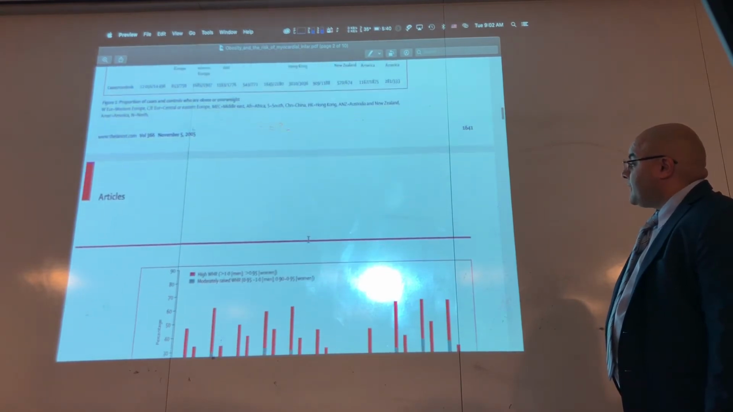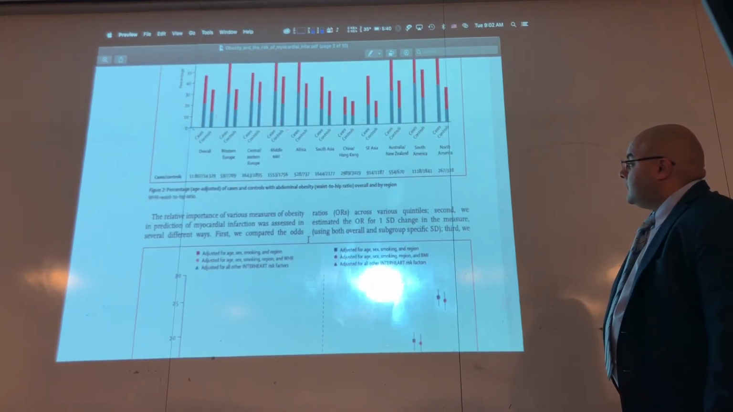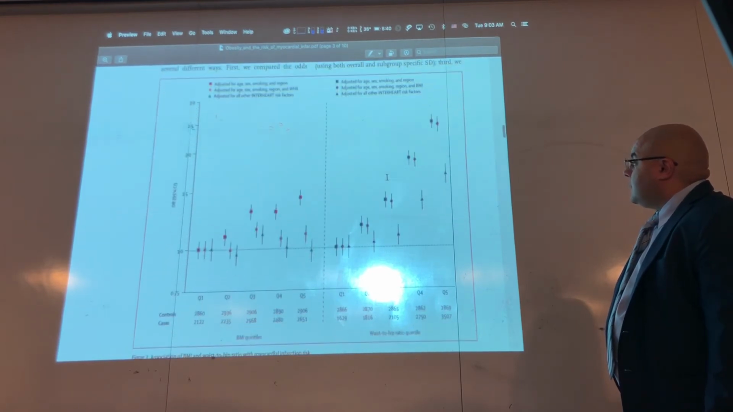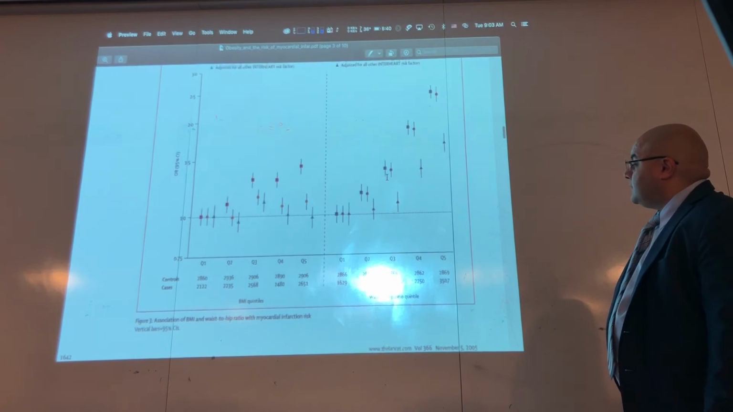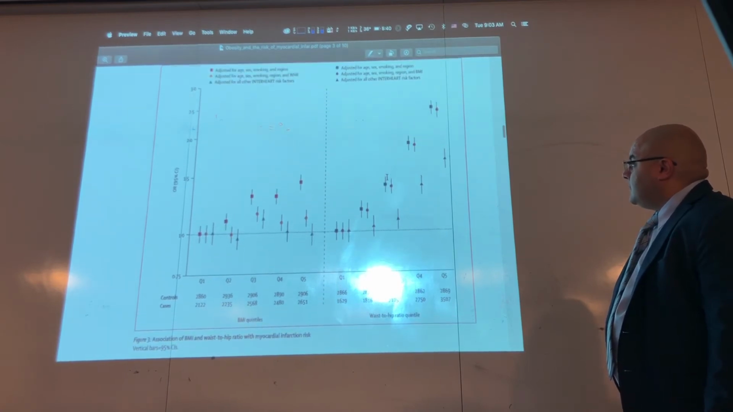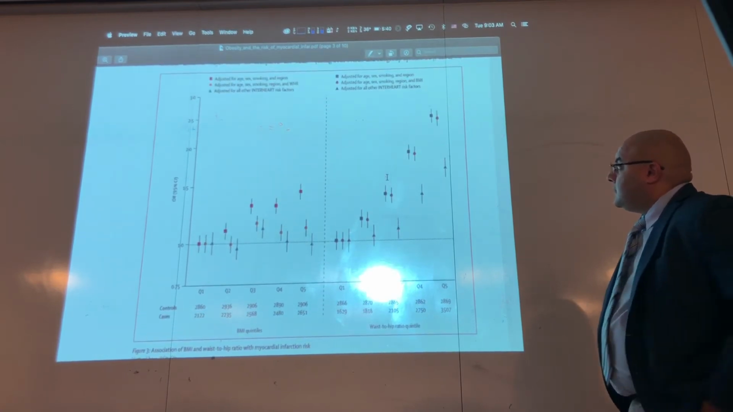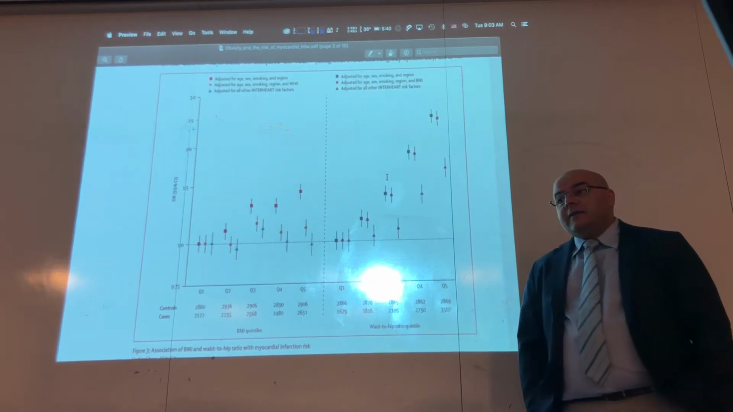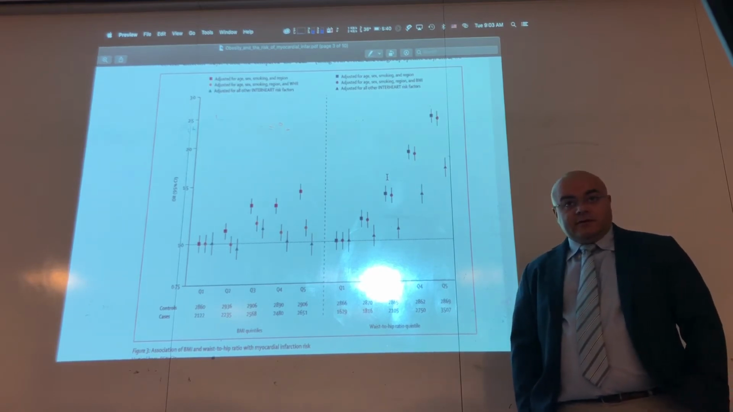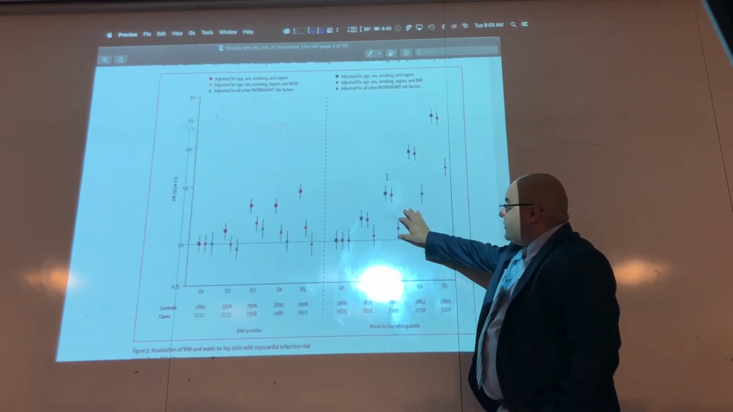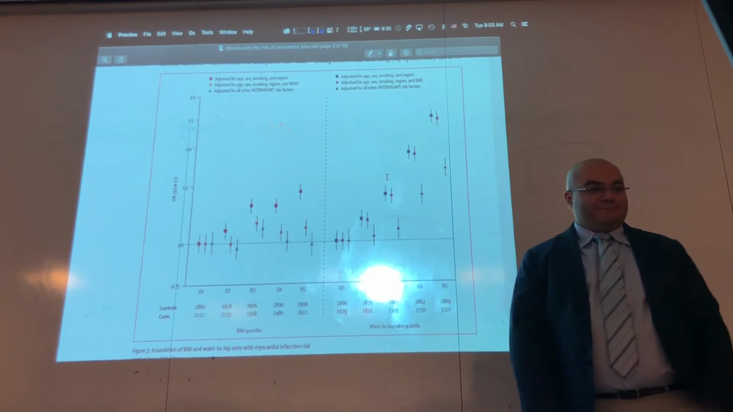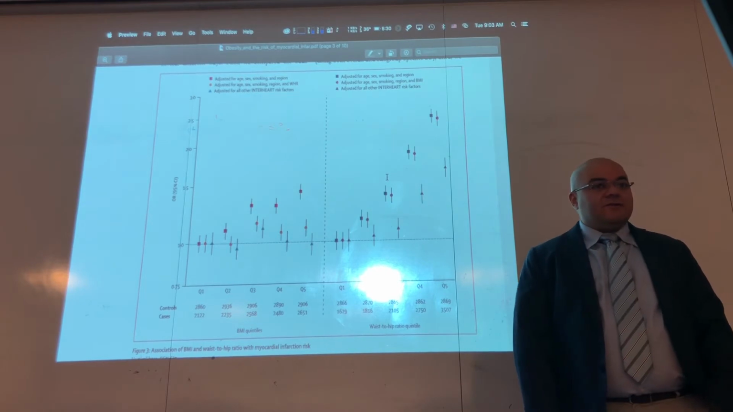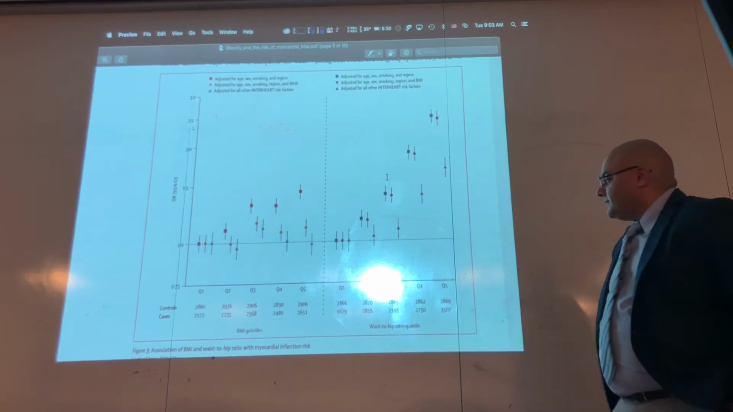Attributable risk, and then they did the odds ratio. This is basically the odds ratio, and the lines you see are its confidence interval. So that's a visual presentation of how to present the odds ratio.